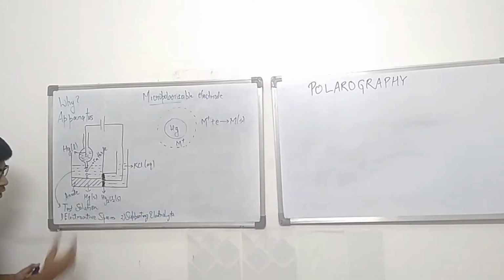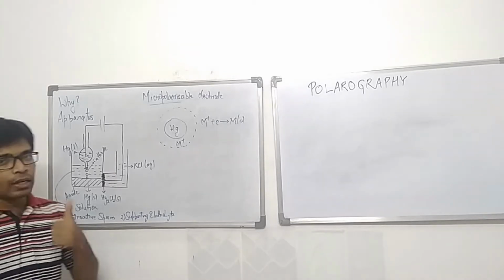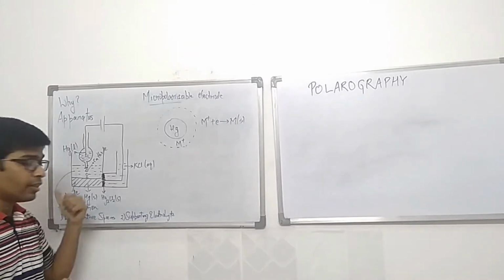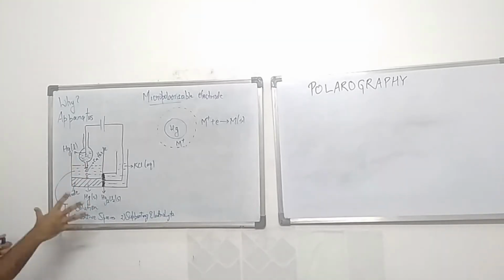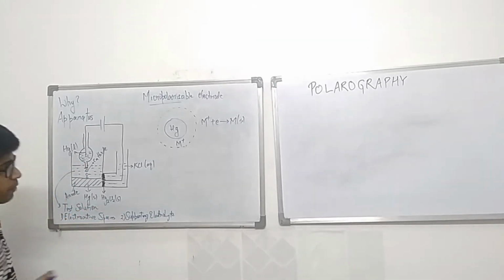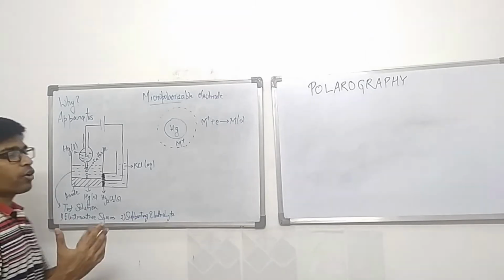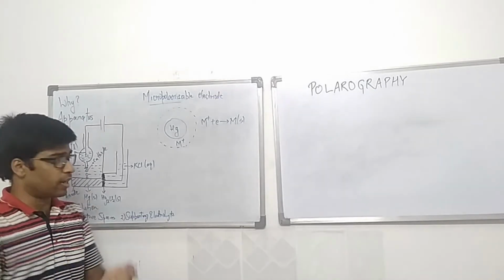And the second is the supporting electrolyte. Now, there is a very great need of a supporting electrolyte in this case, and why, we'll get to in some time. Okay, so this is all about the typical apparatus of polarography. Now, how does a polarograph, or the plot of polarography, look?